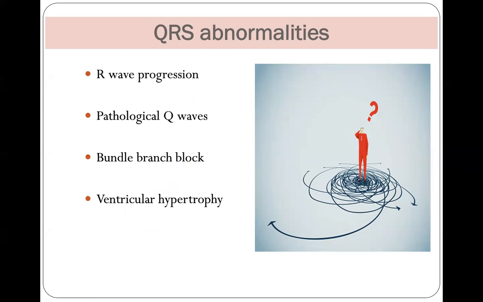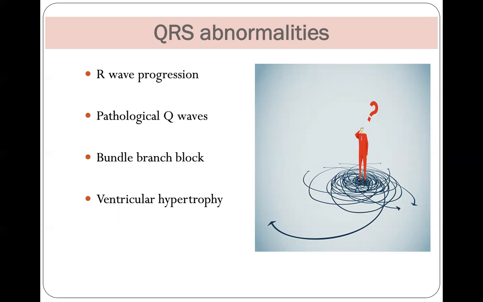abnormalities? There are four major abnormalities that we can detect from the QRS. The first one is what we call R wave progression. We will discuss it soon. The second one is presence of pathological Q waves. And when we say pathological Q waves, this means that there is a physiological one.